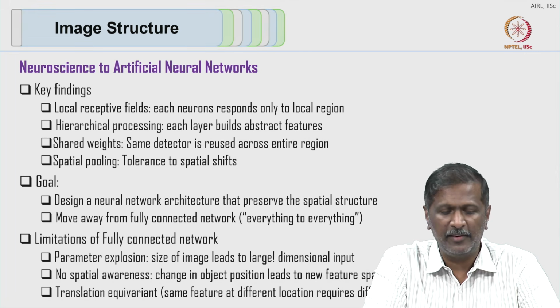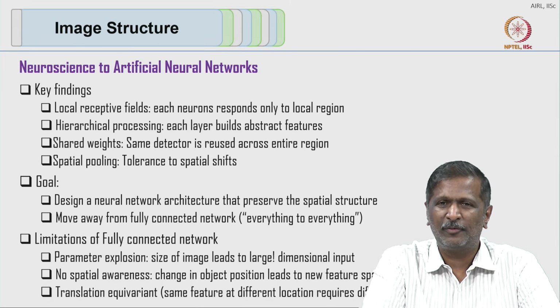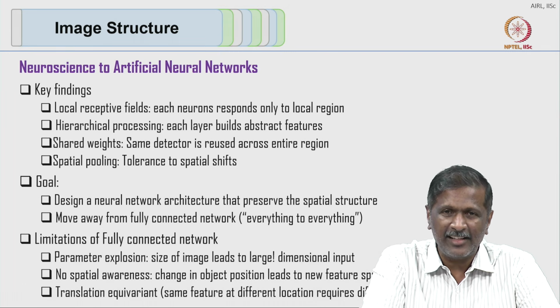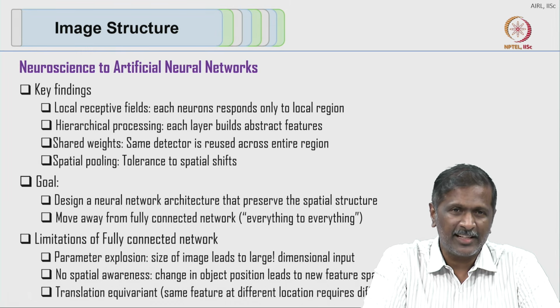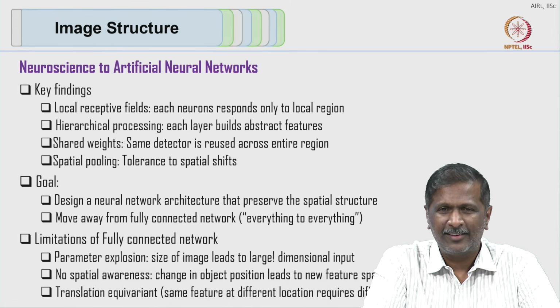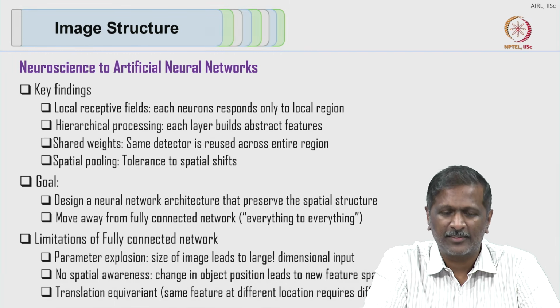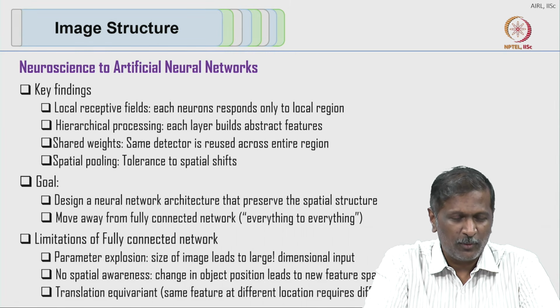There are shared weights between them. The same detector is used across all the regions. Whether a face is present at the topmost corner or bottommost corner, you will still be able to identify it, right. The weights are the same, even when the regions are different. There is a spatial pooling process. So we are not sensitive to a shift in spatial position, right, where the human face is. There is a tolerance to it. That's spatial pooling. That's a key finding.